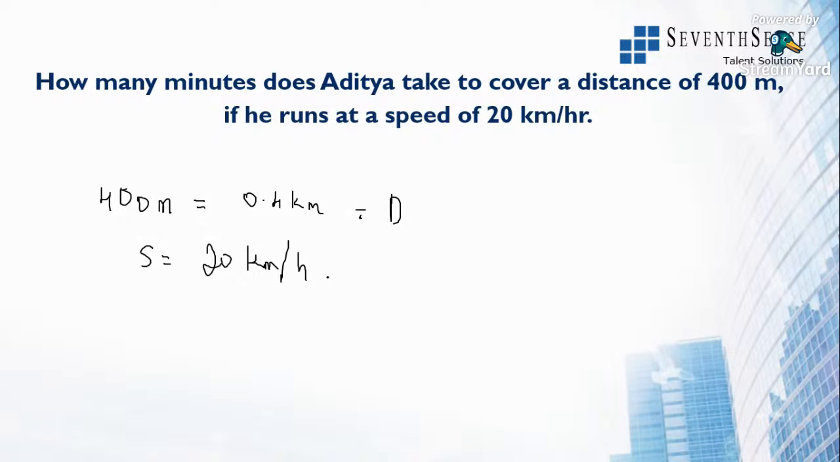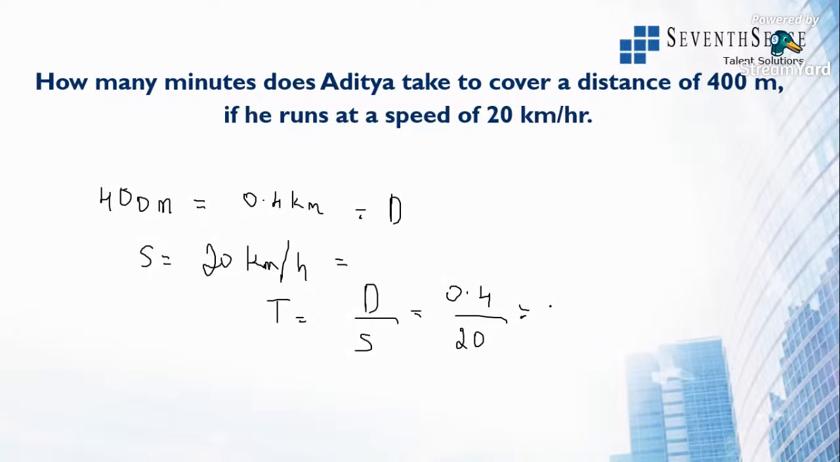They've asked in minutes. Okay, so 20 kilometer per hour is the speed. So what is the time formula? It is distance by speed. Okay, so distance given is 0.4 divided by 20. Now convert it into minutes. Manoj, convert it into minutes.